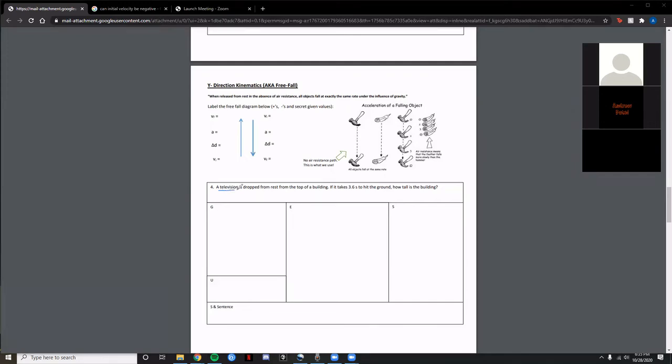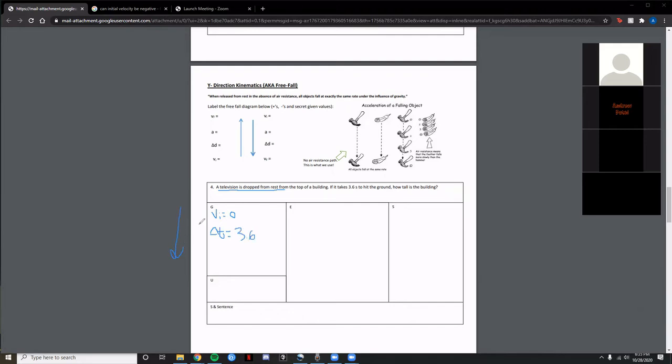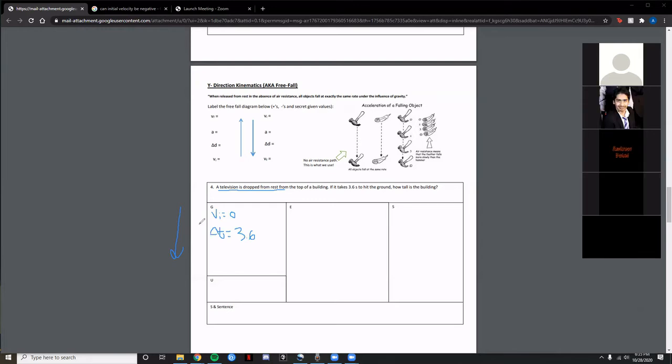So the television is dropped from rest, so we can just automatically write down V of I equals 0. It takes 3.6 seconds. Andrew, you should draw the downward arrow too, as a reference. I mean, do we have to though? It helps a lot. It lets you know if the answer should be positive or negative, which I think helps a lot. That's true, actually. Never mind.